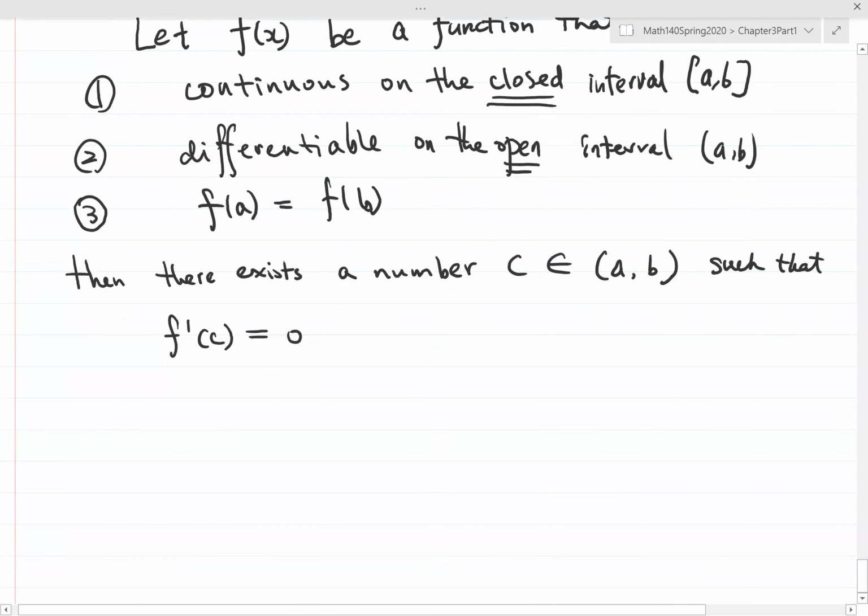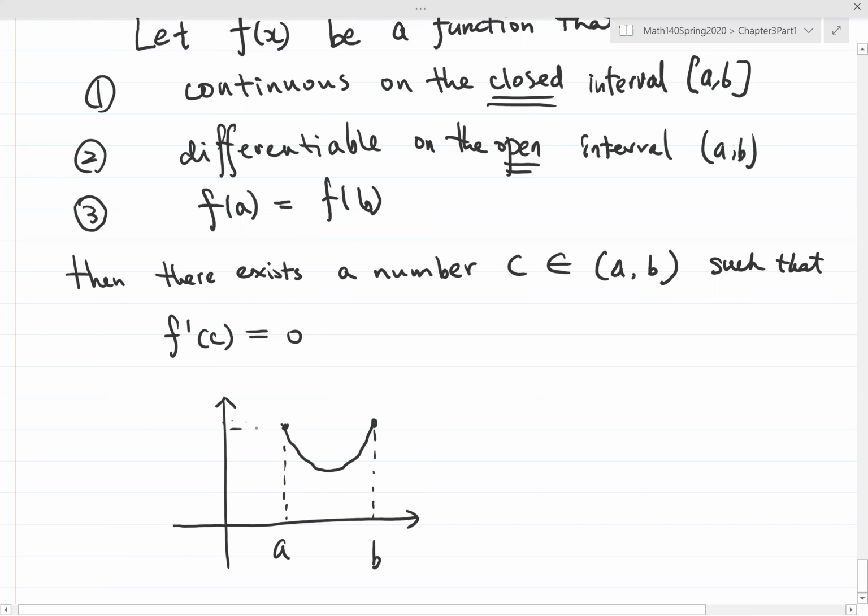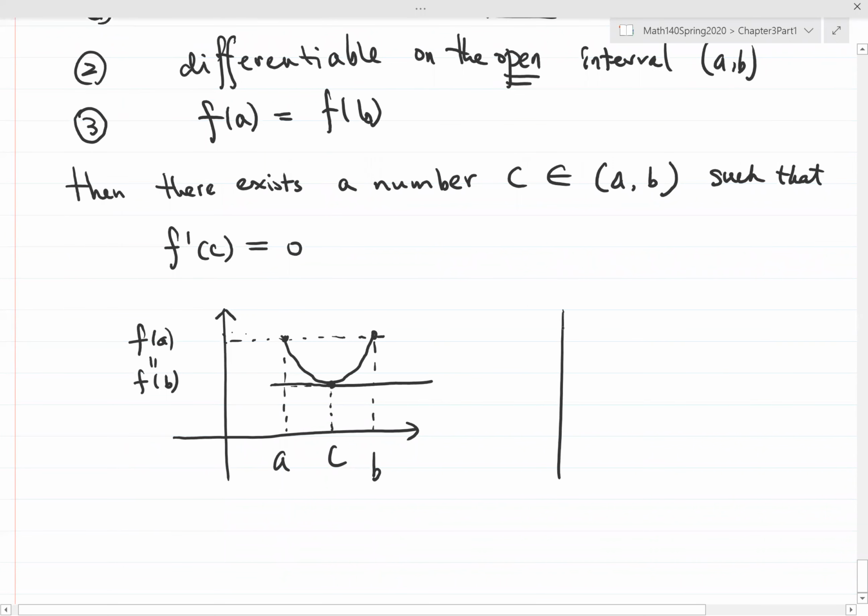Now, the idea of Rolle's theorem is the following. If we plot the picture, the function is continuous on the closed interval and differentiable on the open interval. Suppose this is A, and this is B. The function value is the same at A and B, so the endpoints are at the same height, f(A) equals f(B). On this interval A to B, there should be some maximum and minimum, different from A and B. So at some point C we have a maximum. The key idea is f(x) attains a maximum or minimum.